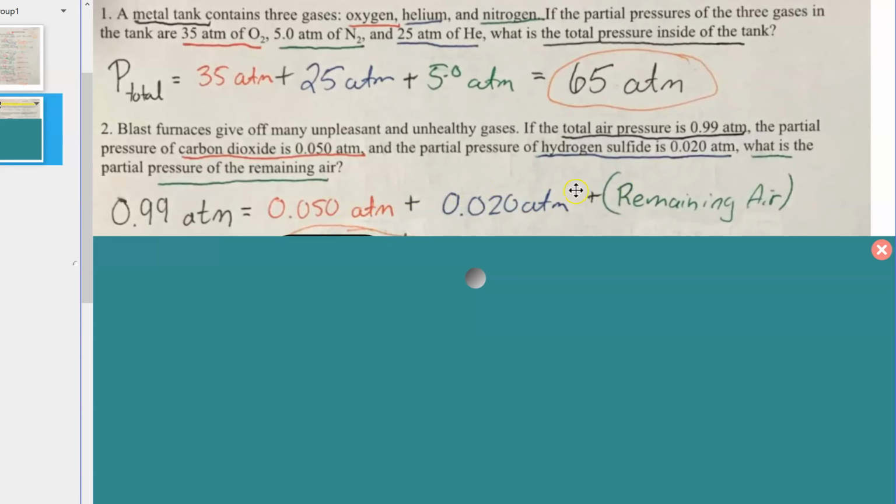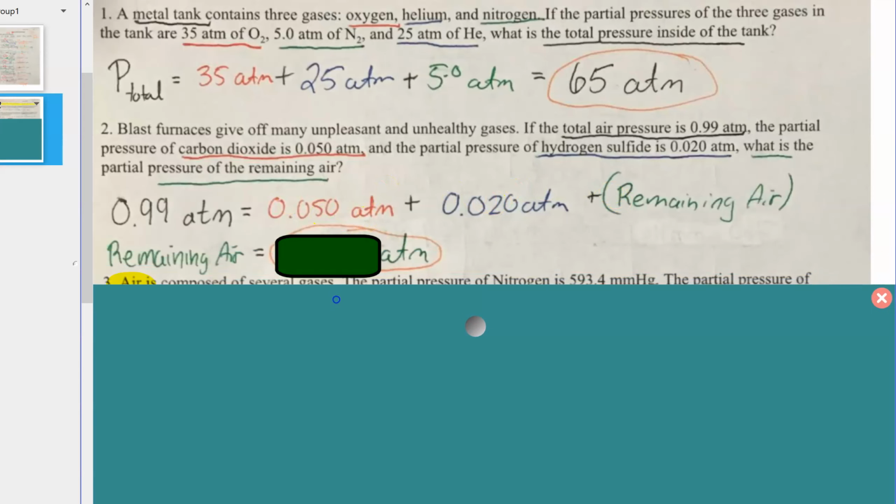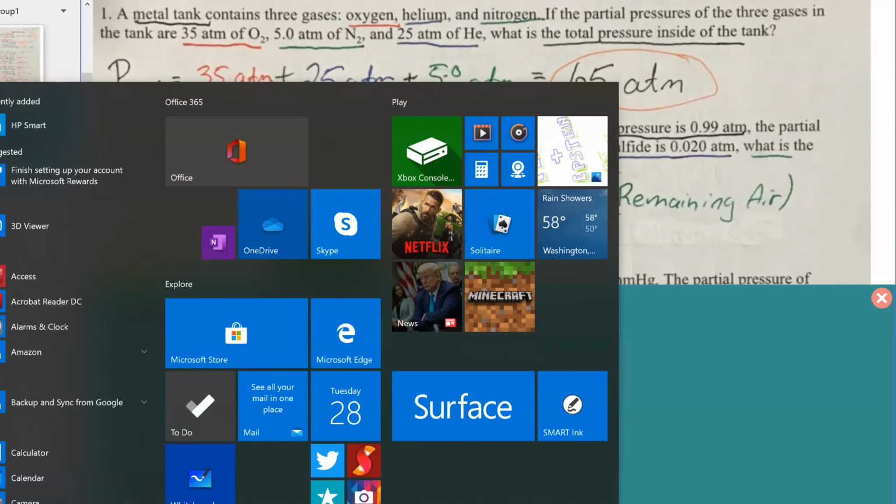So how would we isolate and solve? We're adding. So how do I get remaining air by itself? I would subtract these over. So take a second in your calculator, your handy dandy calculator of science. You want to find your calculator.